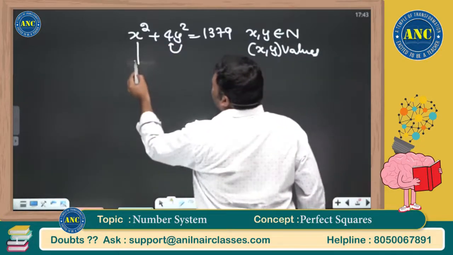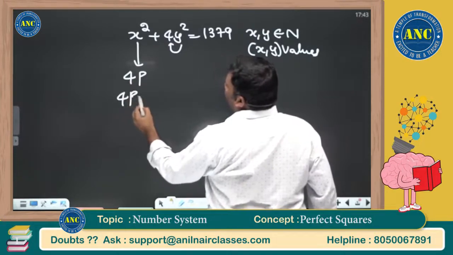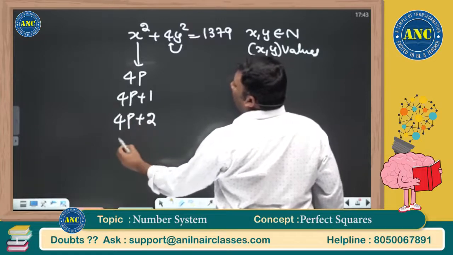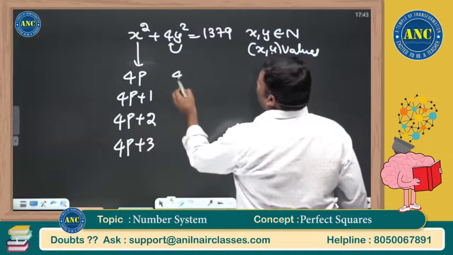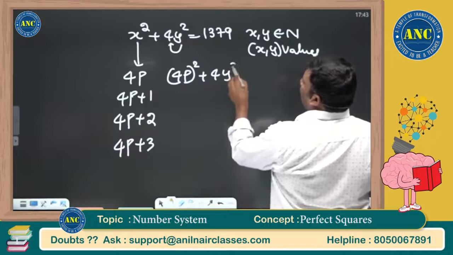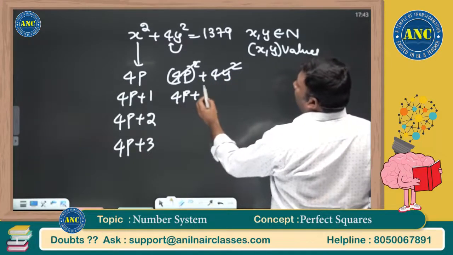So attack x in terms of 4. Any number when you divide by 4, either it will be perfectly divisible by 4, or it gives a remainder 1, or a remainder 2, or a remainder 3. These are nothing but (4p) whole square plus 4y square, divisible by 4, divisible by 4. (4p plus 1) whole square.